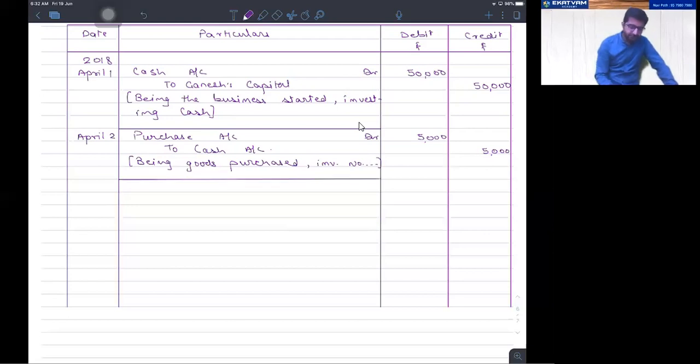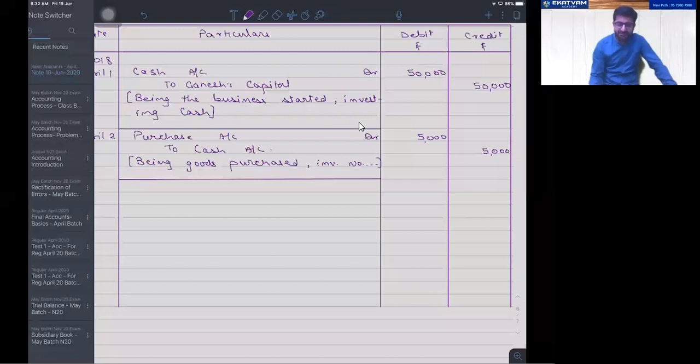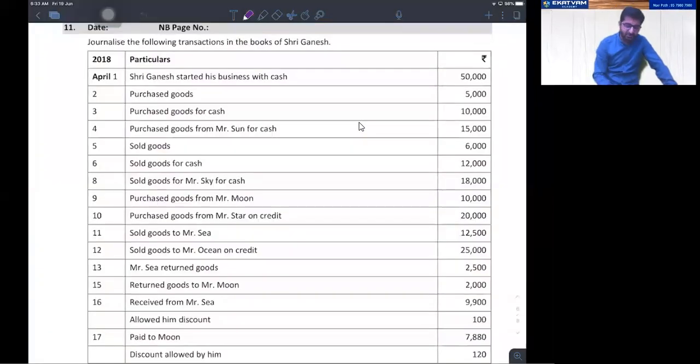Then the next transaction is purchased goods for cash. Very specifically mentioned, purchased goods for cash.